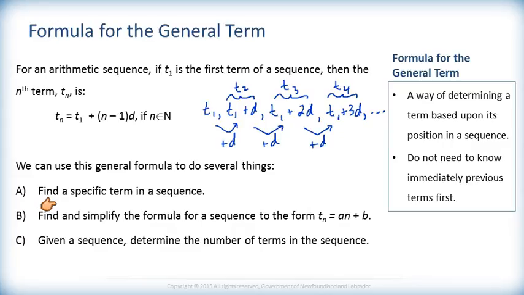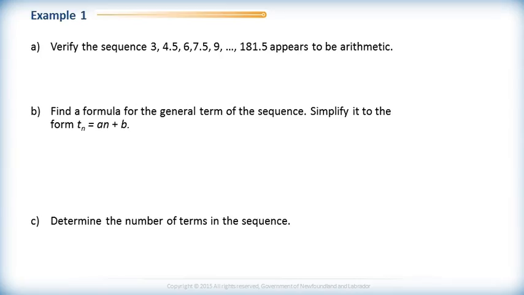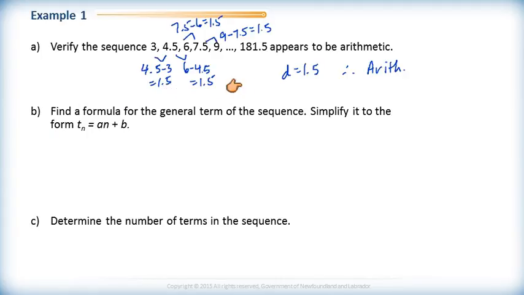We can use that formula to find a specific term, to find and simplify a formula for a sequence to the form t sub n equals an plus b, like y equals mx plus b, and given a sequence, determine the number of terms. Let's have a look at this example. First, we verify the sequence is arithmetic. Well, it certainly looks like we've got a constant difference of 1.5, so it is arithmetic. Now let's find a formula for the general term. We start with t sub n equals t sub 1 plus n minus 1 times d. The first term we know is 3, and we have n minus 1. We'll leave that there. And the constant difference is 1.5.